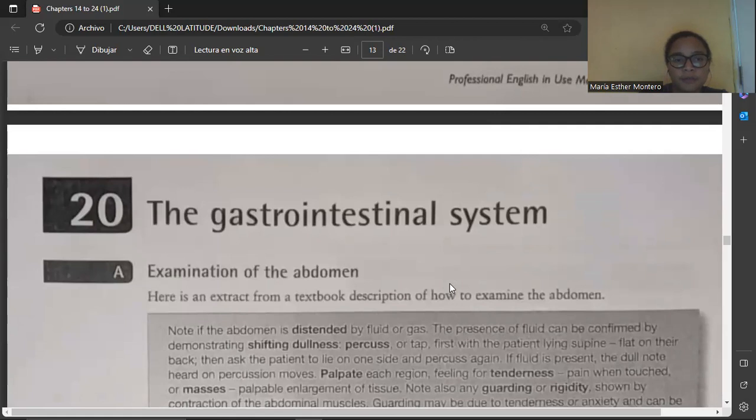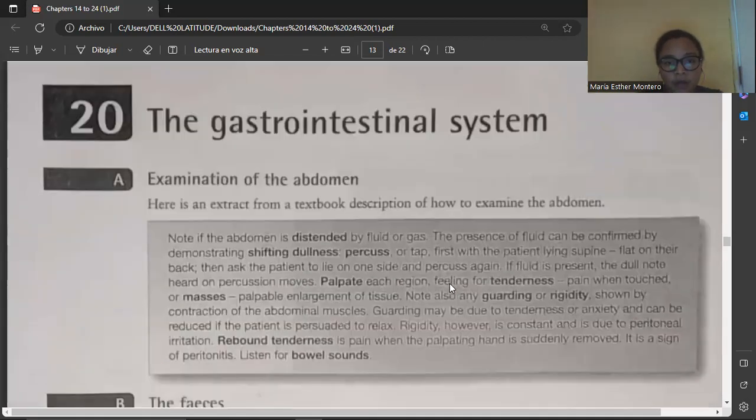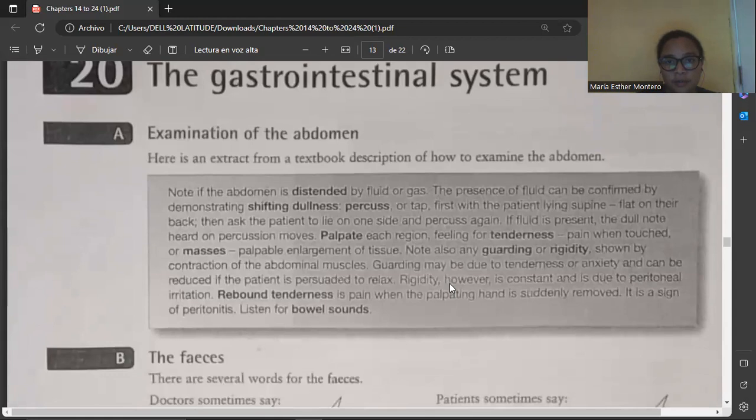Chapter 20. The gastrointestinal system. Examination of the abdomen. Here is an extract from a textbook description of how to examine the abdomen.